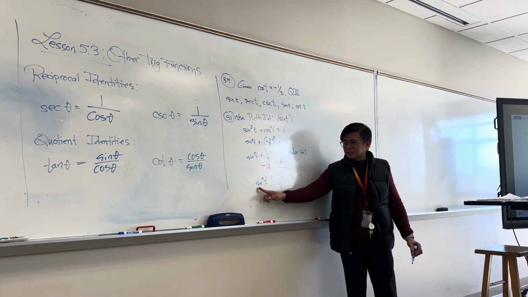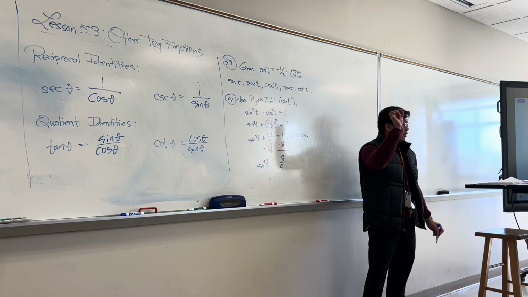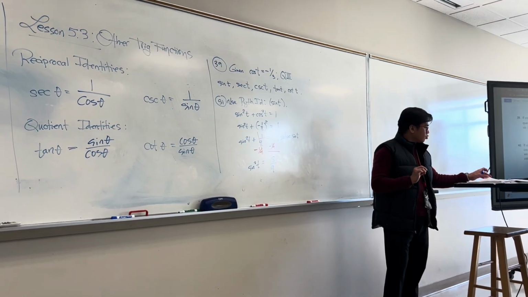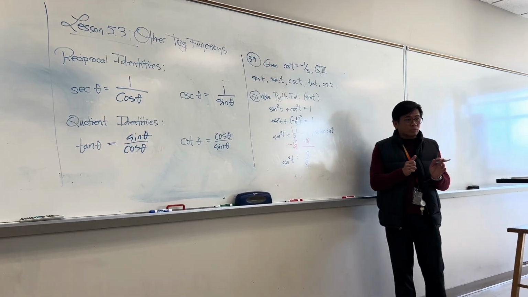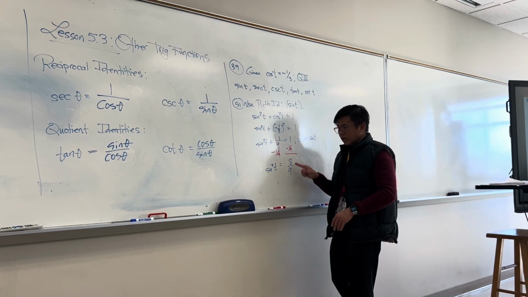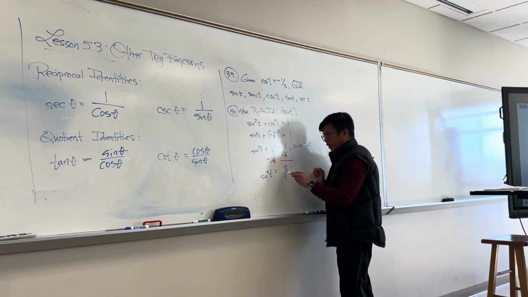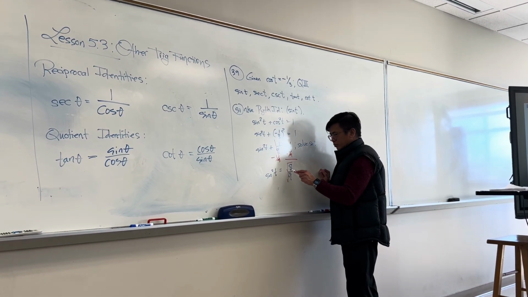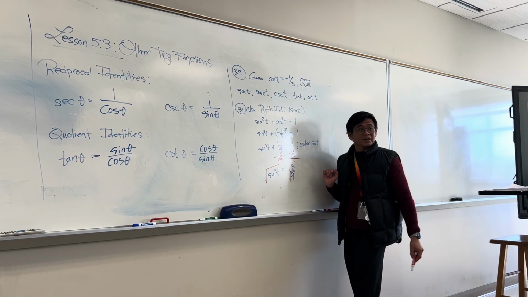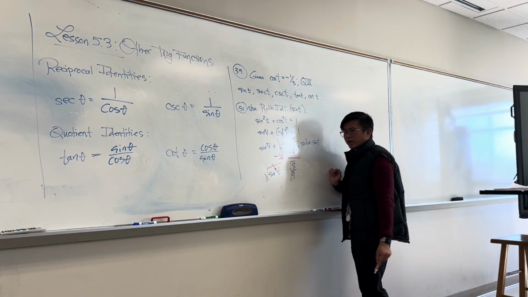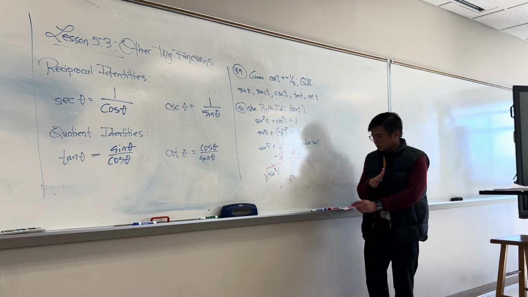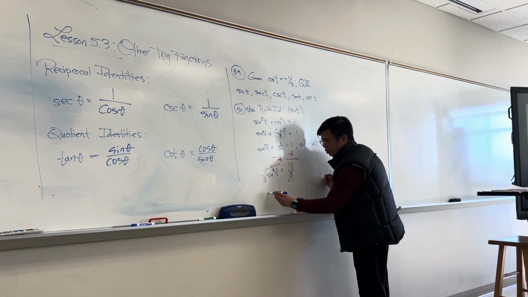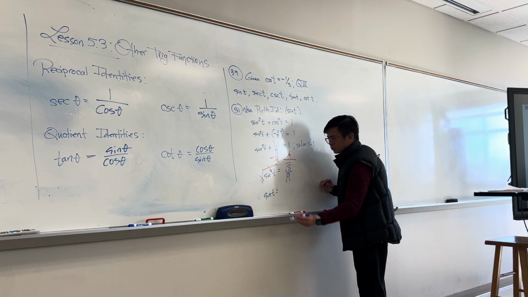Now you just want sine T. How do you remove the power 2? Square root both sides, and you separate the square roots as well. Why? Because the inverse of square is square root. So there we go, we got our sine T.